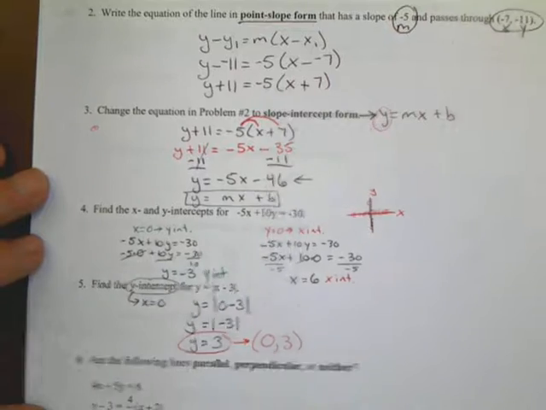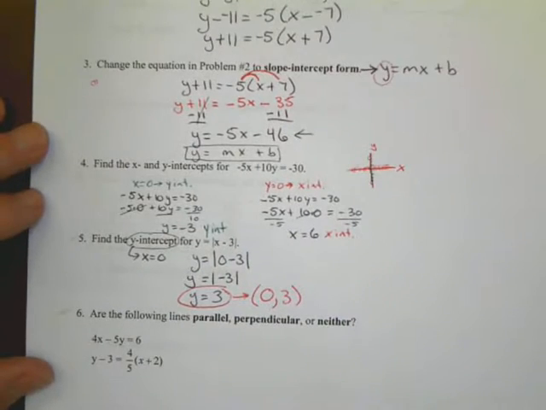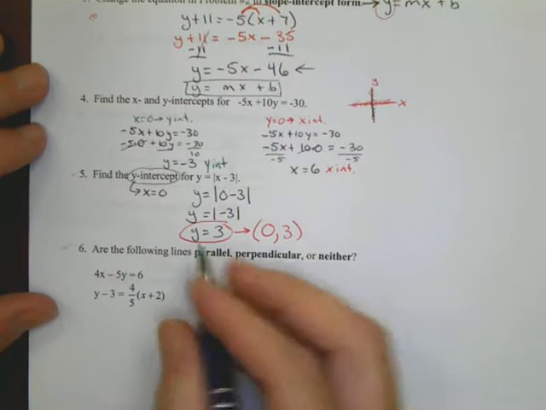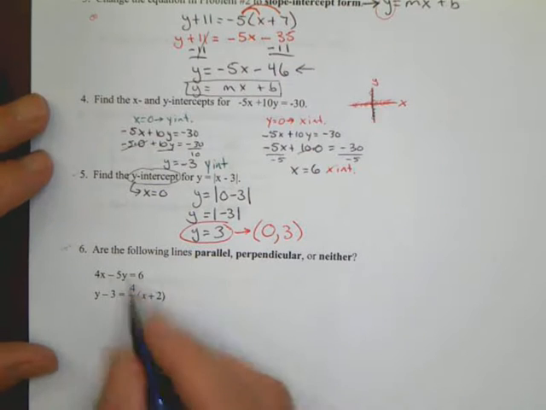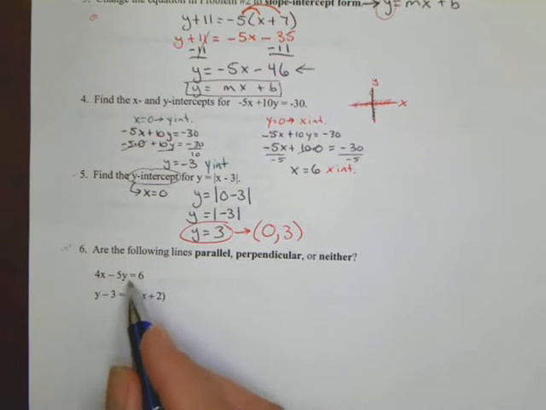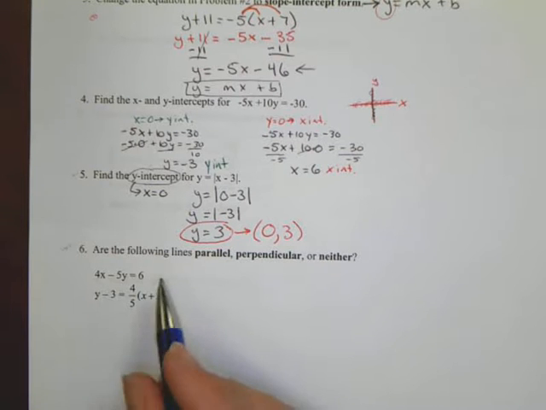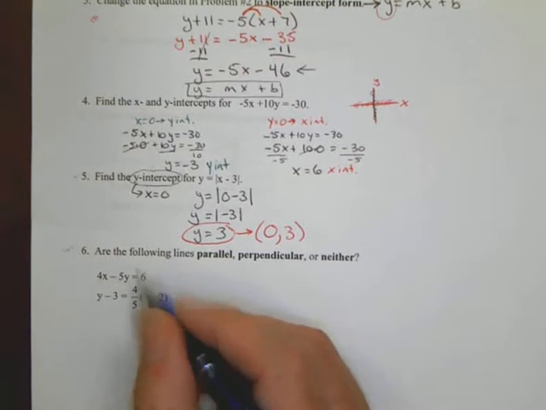For number 6, it's asking you if these lines are going to be parallel, perpendicular, or neither. You'll have a question like this on your unit exam as well and have to be able to match which is which. So I have two different things here. I have this one written in standard form and I have this one written in point-slope form, so it may be a little bit hard to compare. What I would recommend is making sure that they are in the same form in order to be able to tell what the slope looks like.